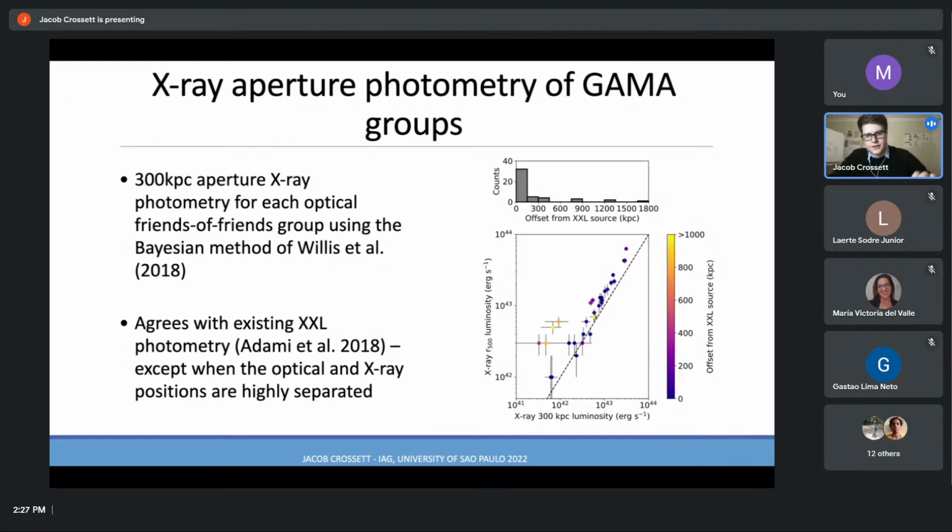Now, in a few cases, you can see they're quite divergent between the two of them, but in those cases, what is occurring, you can see from the color bar, is that often the existing XXL source and the GAMA center are just very far apart. And so the reason for the discrepancy is that they're just measuring different parts of the cluster. So we've fixed those up and moved them to the correct center. And that's the reason that those ones are somewhat discrepant. So we're pretty confident that this photometry is pretty reasonable and accurate with other published X-ray photometry.